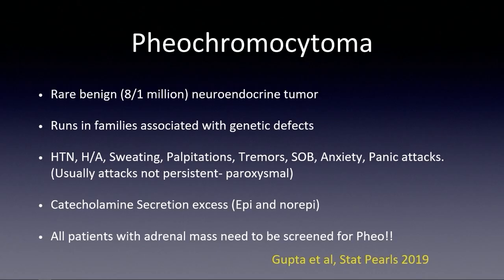Pheochromocytoma is another condition of the adrenal gland. That is a very rare benign neuroendocrine tumor. It runs in families. It's associated with genetic defects. What you see in these patients is that, again, that burst of norepinephrine, epinephrine throughout their body. So they usually get chronic hypertension, and they're on multiple medications.